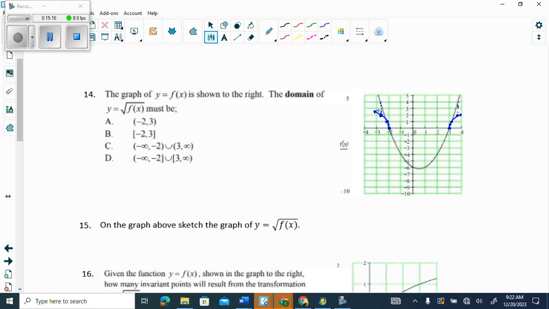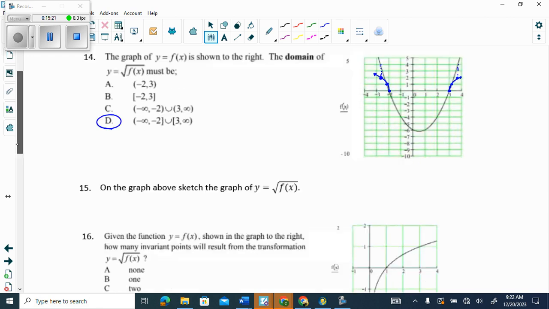Is it included or non-inclusive? Inclusive because it can equal 0. On the graph above, sketch graph done.